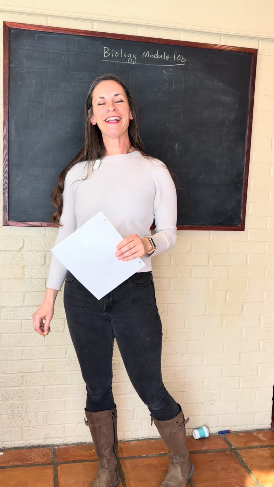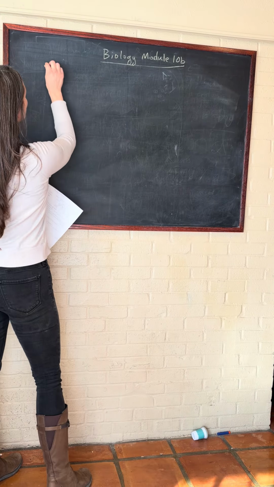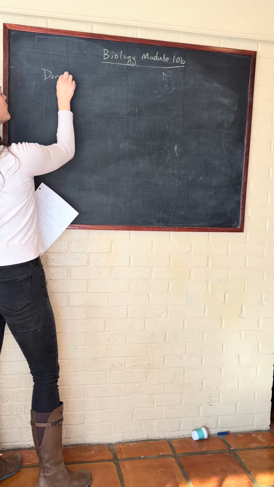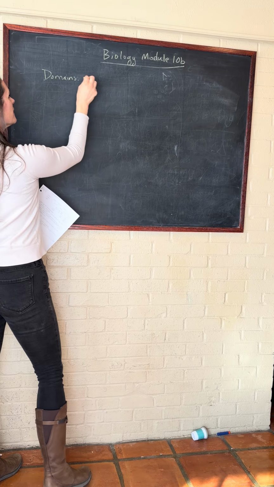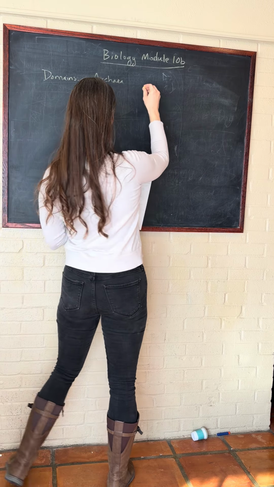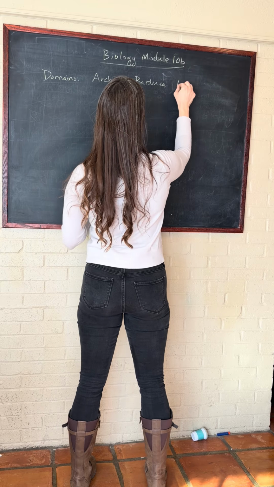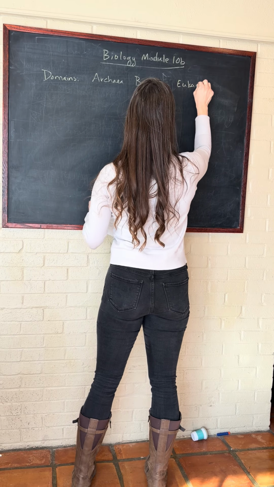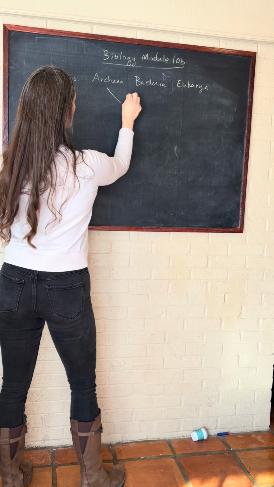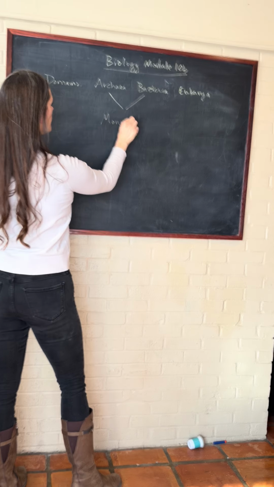This is Biology, Module 10B. I'm going to try to go really fast. We have our domains. I'm going to do this in every class for the rest of the spring semester. Archaea, bacteria, and eukarya. Archaea and bacteria combine to form kingdom Monera.